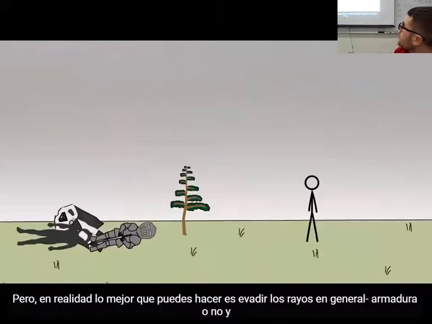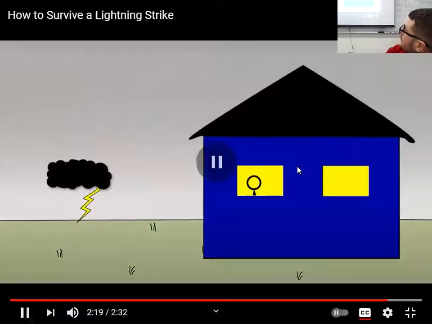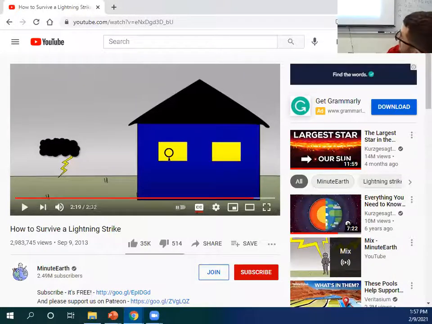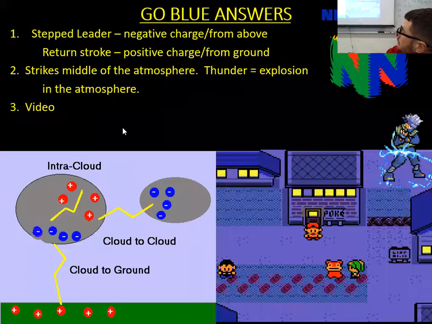But actually, the real best thing to do is avoid lightning altogether, and head indoors when you spot a storm on the horizon. Okay, so really important stuff. Make sure we're listening, guys, because this is stuff that could save our lives or our friends' lives, okay?